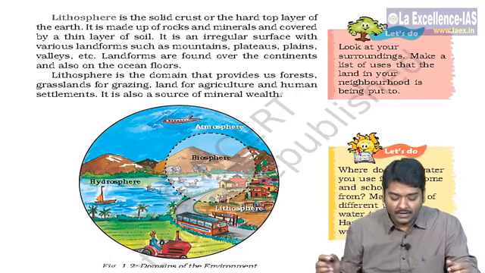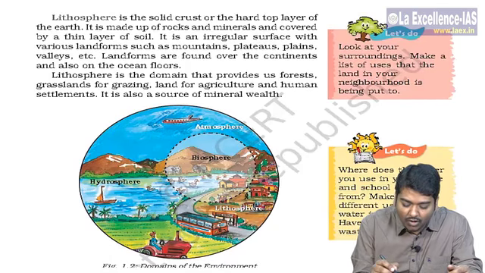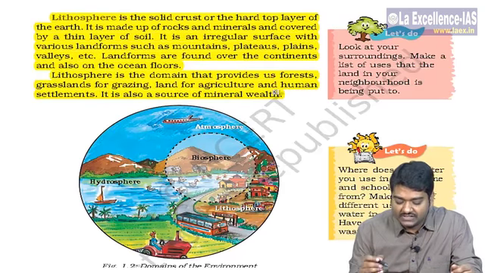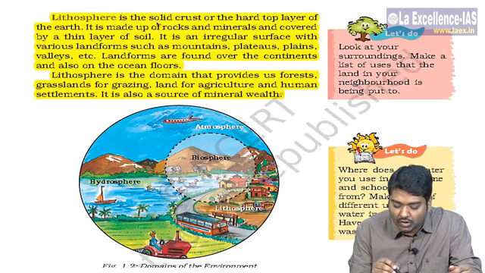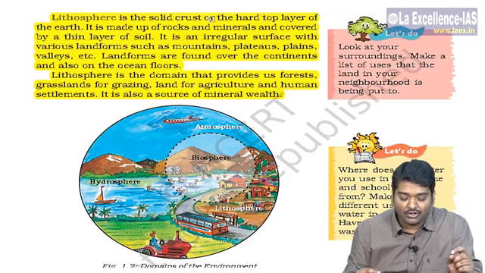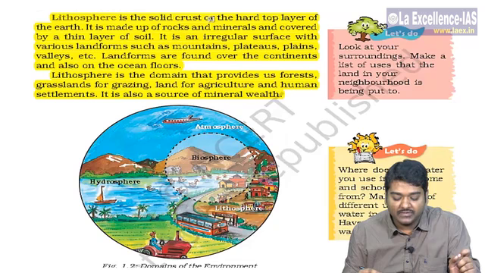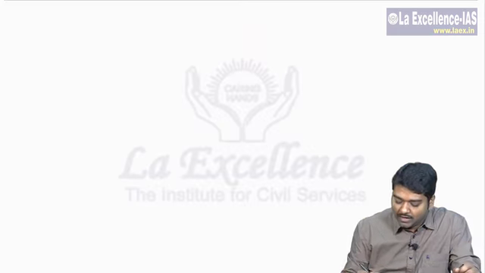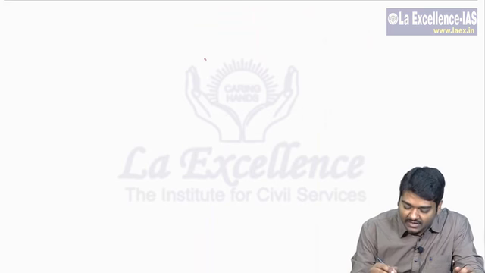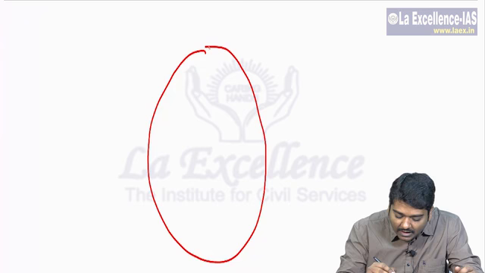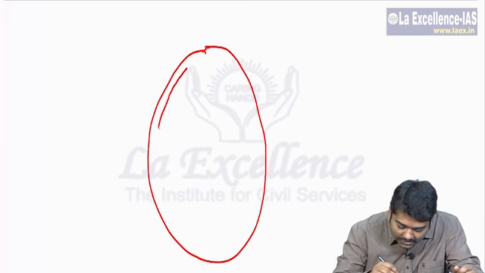Next important thing is the definition of lithosphere. Can you see this? Here they just try to tell you that it is a solid crust or the hard top layer of the earth, and it is made up of rocks and minerals, and it is covered by a thin layer of soil.